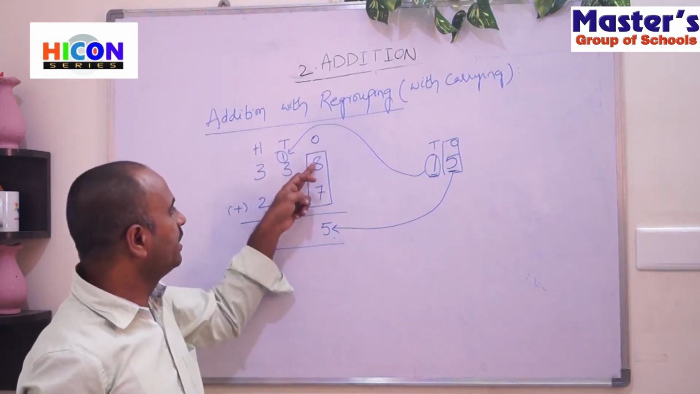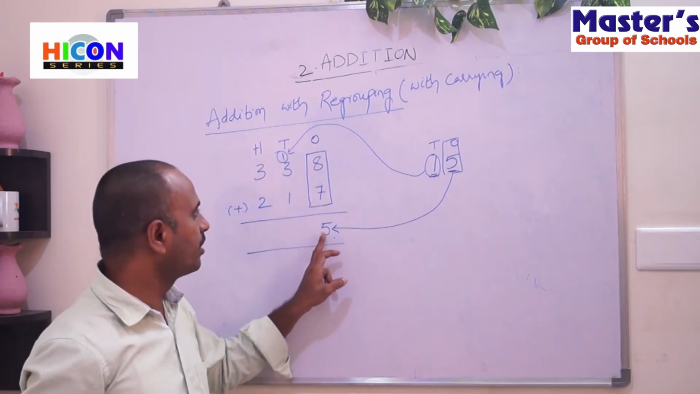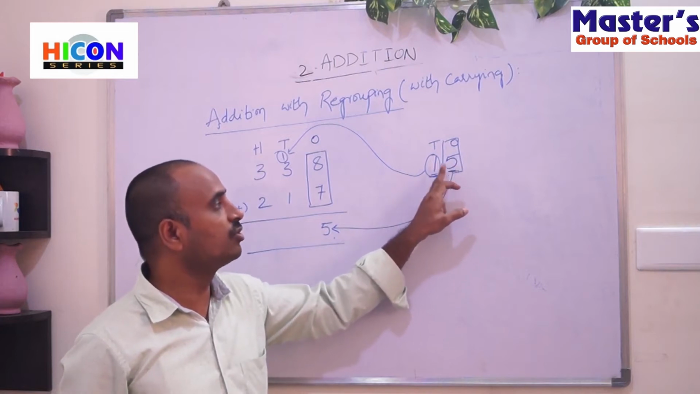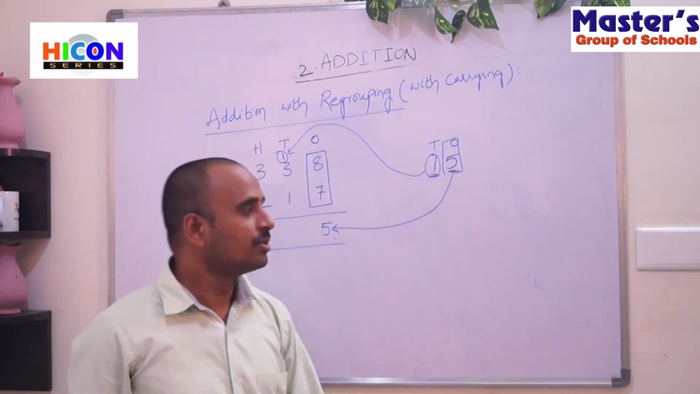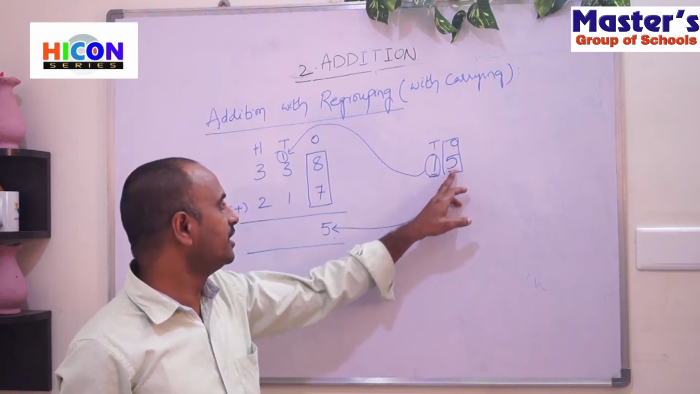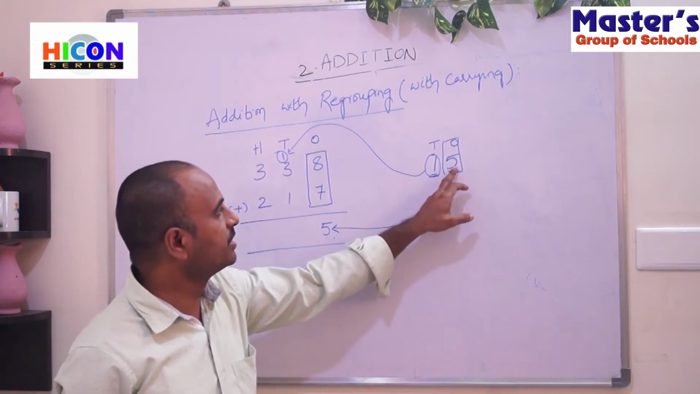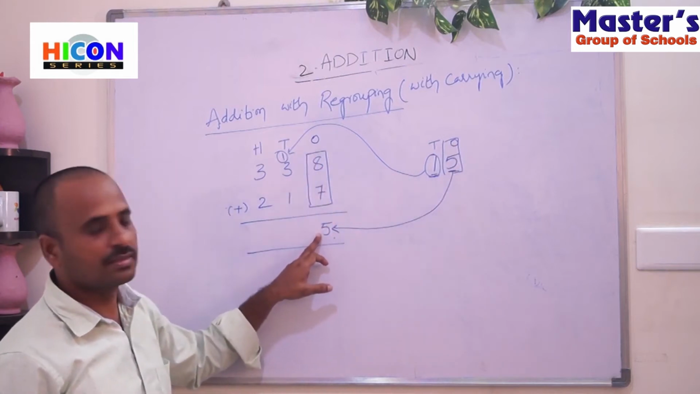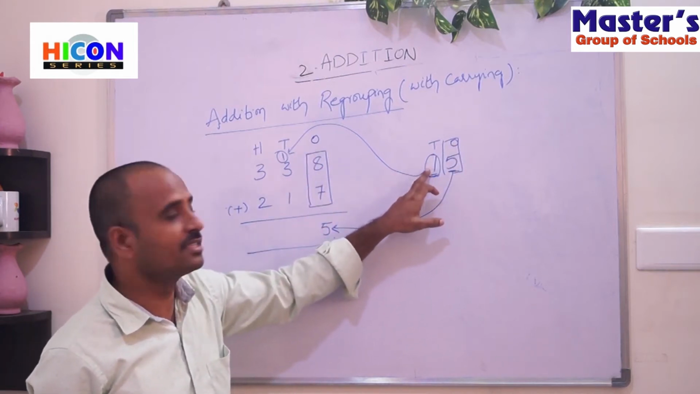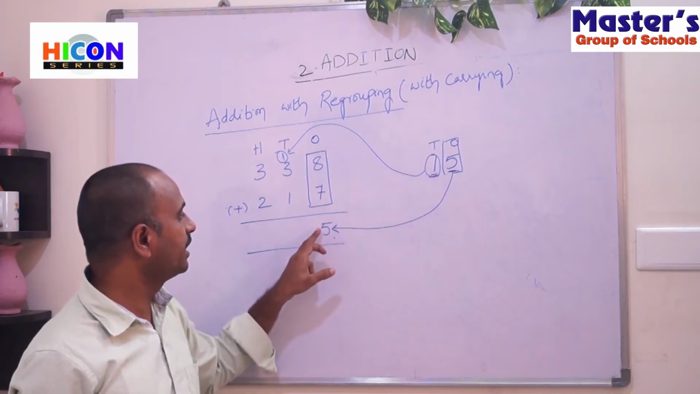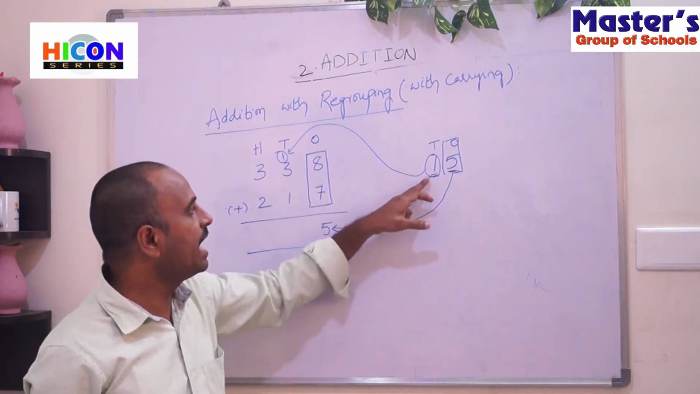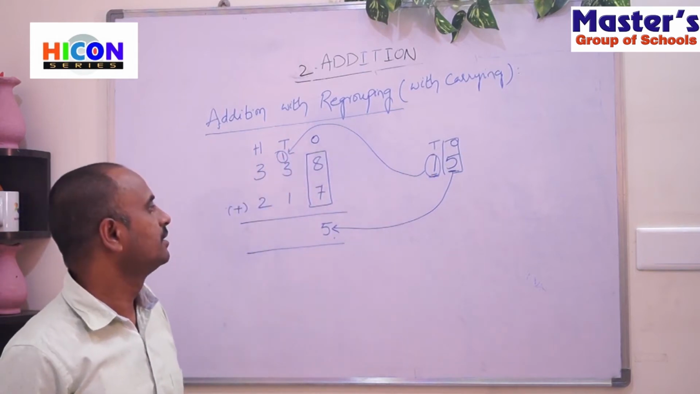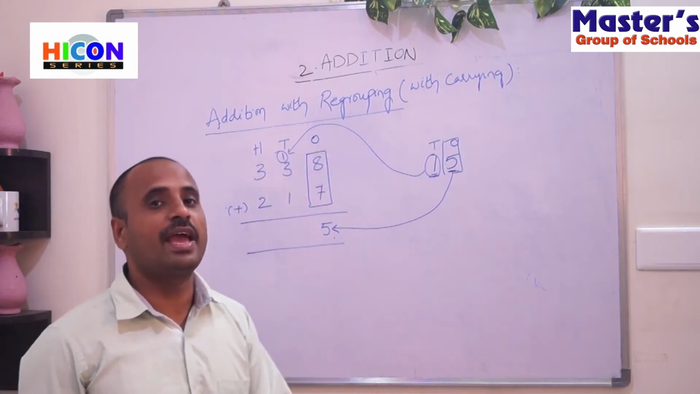If we add any 2 digits and get a 2-digit number, that number contains both ones and tens. We should write the ones digit in the ones place. Here 5 is present in the ones place, so write 5 under the ones place. But 1 is present in the tens place. This 1 should not be written under the ones place, so carry this 1 to the tens place. Okay children, this is called carrying.